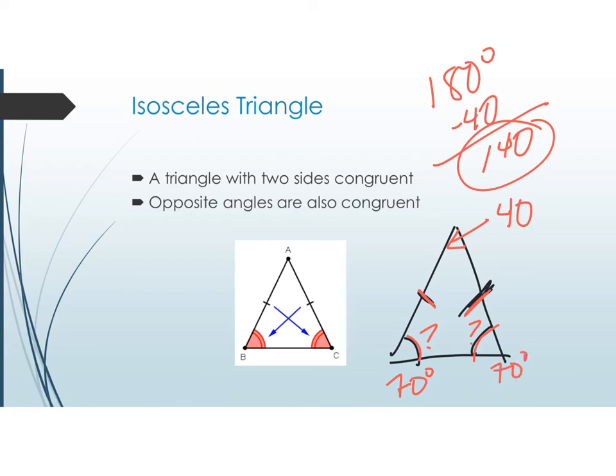And again, if you add them all together, 40 plus 70 plus 70, that's our 180 for any triangle. I'm going to try to use that to trick you, just kind of warning you now.